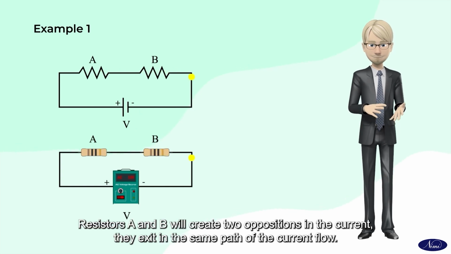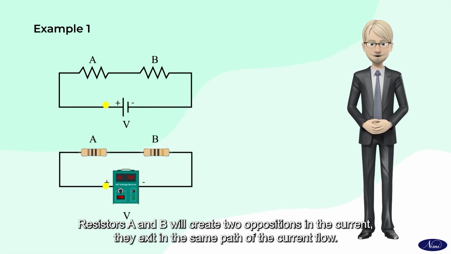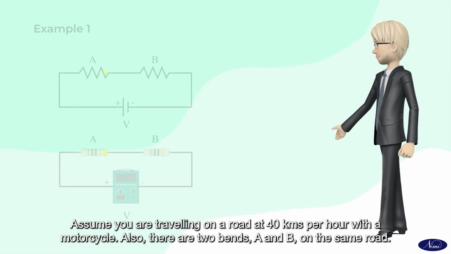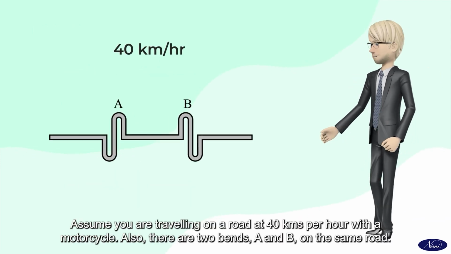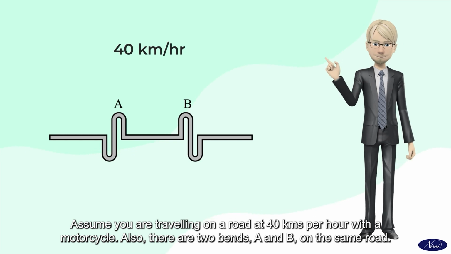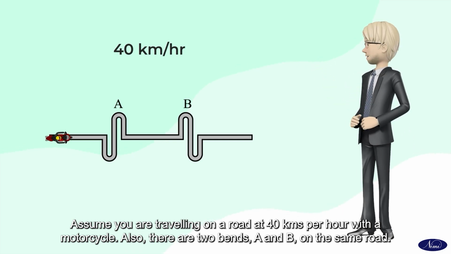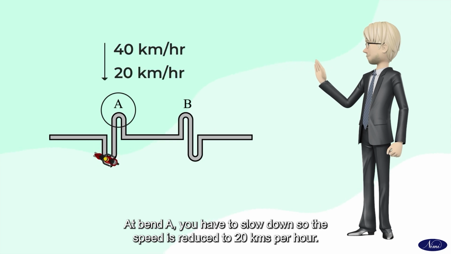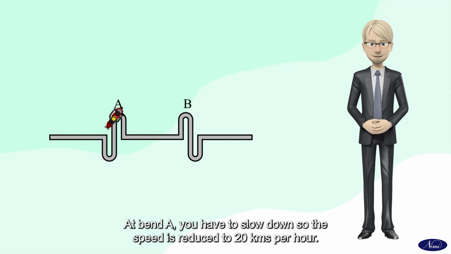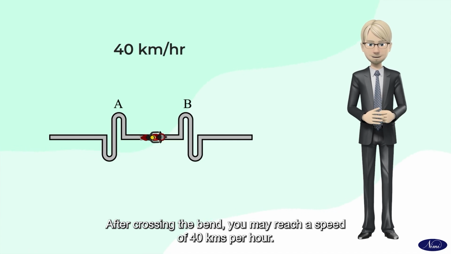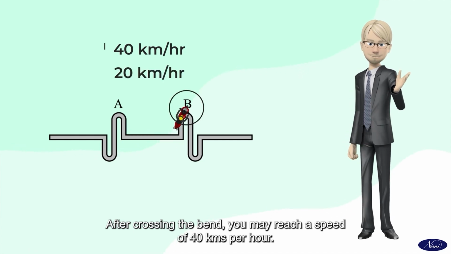Resistors A and B will create two oppositions to the current, as they exist in the same path of the current flow. Assume you are traveling on a road at 40 km per hour with a motorcycle. Also, there are two bends A and B on the same road. At bend A, you have to slow down so the speed is reduced to 20 km per hour. After crossing the bend, you may reach a speed of 40 km per hour.